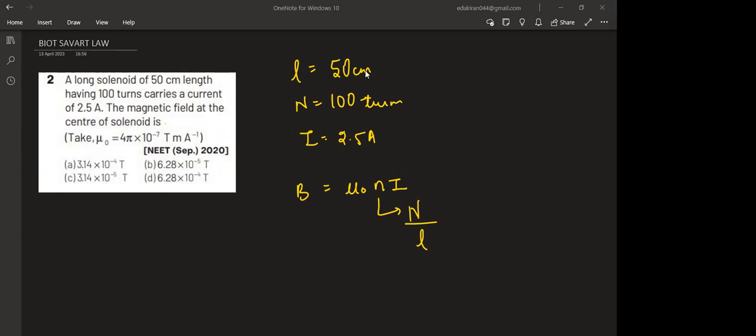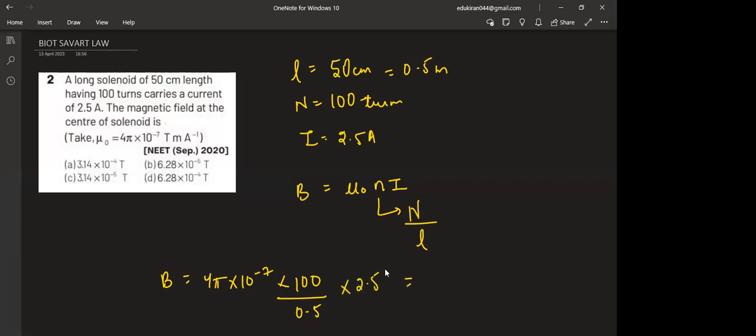Yes, Marita, right answer, correct, option D. So the number of turns per unit length. Now the magnetic field: mu naught will be 4 pi into 10 to the power minus 7, number of turns are 100, and the length is 50 centimeters, so it's better if we write this as 0.5 meter, and the current is 2.5. When you solve this, you should get the answer as 6.28 into 10 to the power minus 4 Tesla, which is option D. Quickly write it down. Some other questions we'll see then.